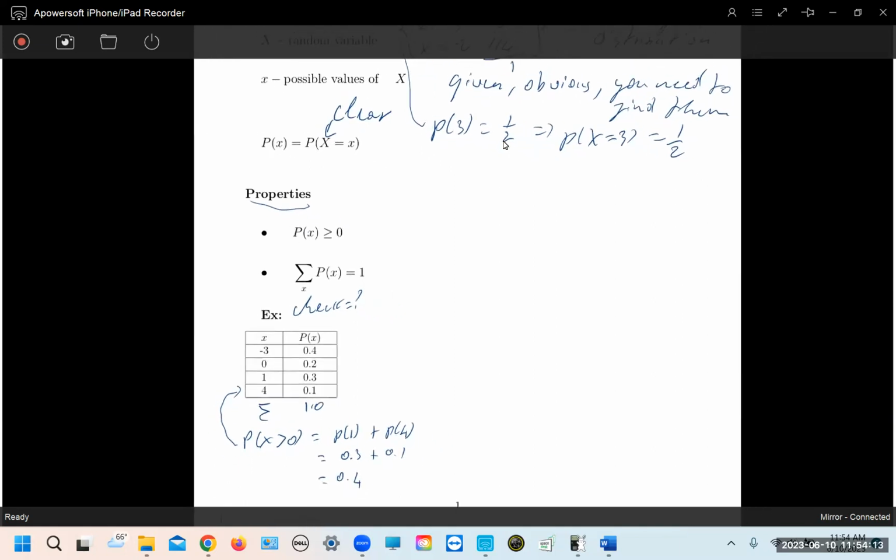Or we can have another example. So we have X and P of X. X is 1, 2, 3, 4, and then P of X is K, K, K, K. After we add all the K up, this should be 1. Therefore 4K equals 1, so K equals 1/4.